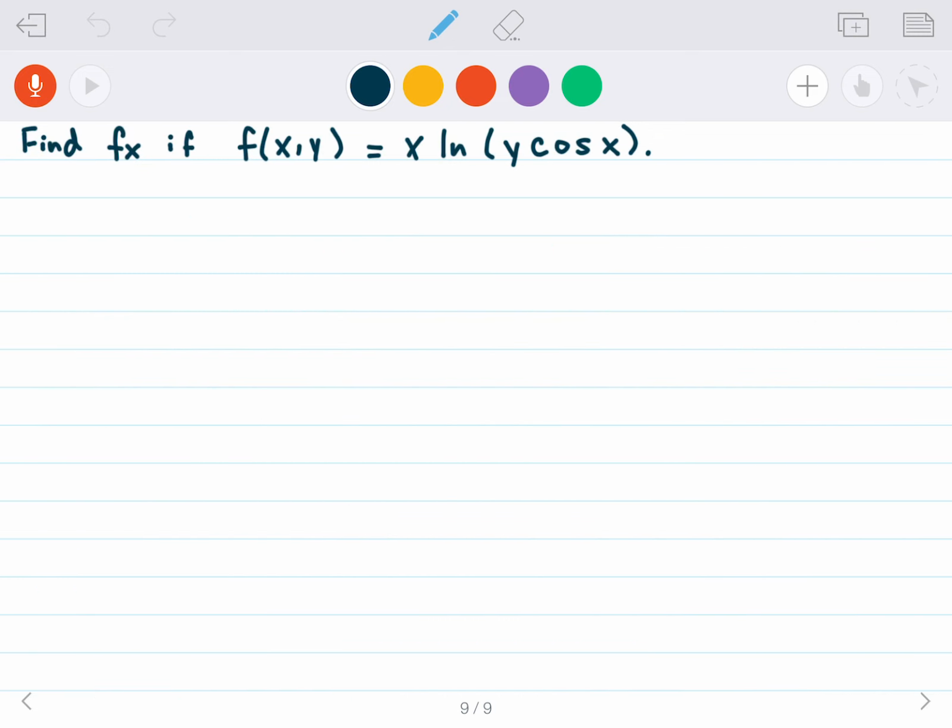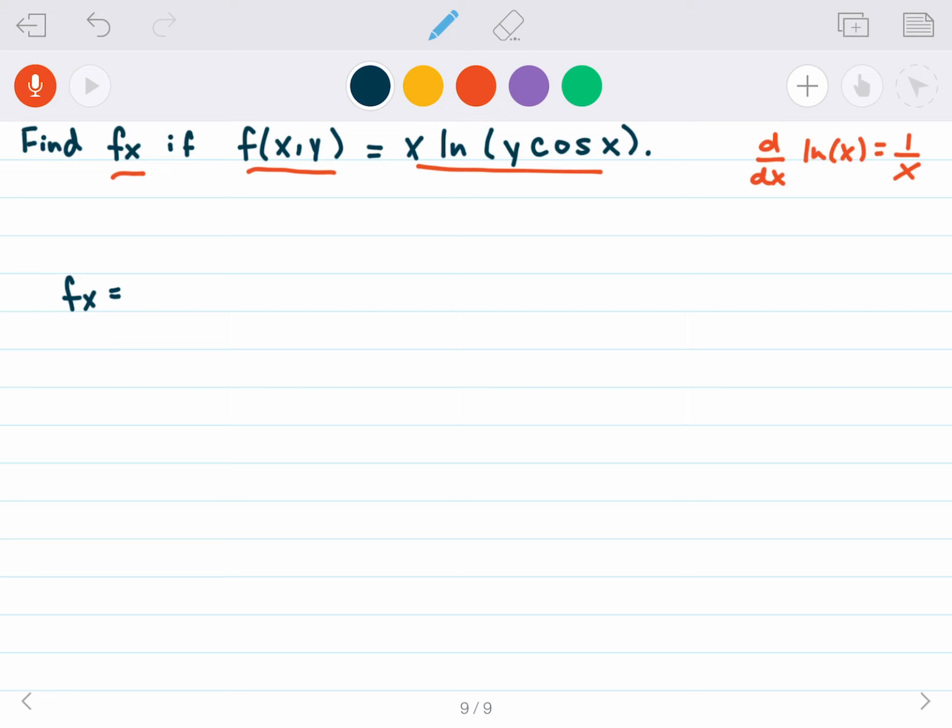Okay, let's try one more. So we want to find the partial derivative with respect to x if our function of two variables is x times ln of y times cosine of x. So remember, the derivative of ln of x was 1 over x. So it looks like we're going to have to use that fact along with the chain rule and the product rule. Okay, so let's go ahead and get started doing it then.